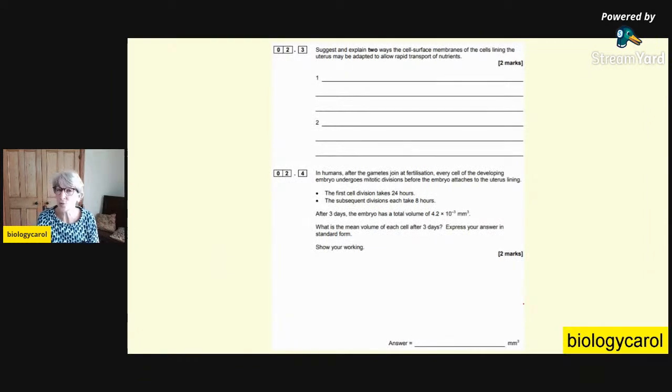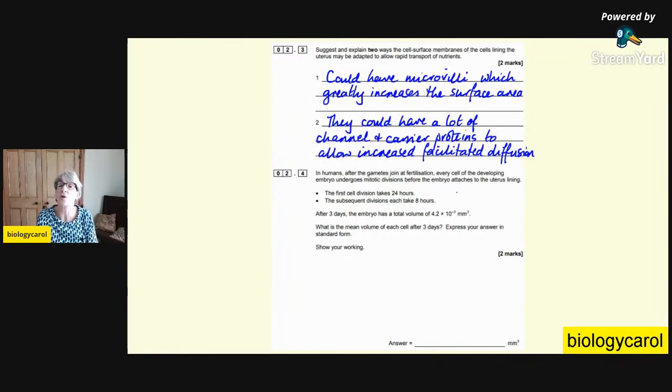Suggest and explain two ways the cell surface membranes of the cells lining the uterus may be adapted to allow the rapid transport of nutrients. Well, my immediate thought was, perhaps they have got microvilli on them to increase the surface area. And maybe they have got lots of channel or carrier proteins to increase. Now, when I got to the word increase, I realized that I'd said channel and carrier proteins.